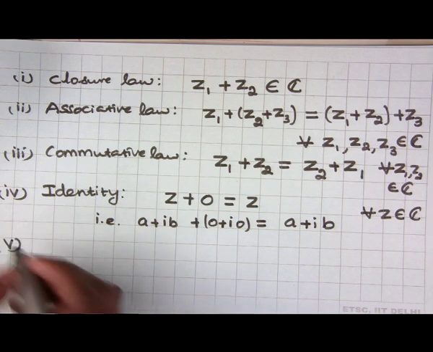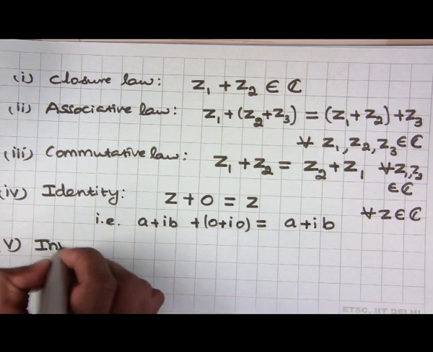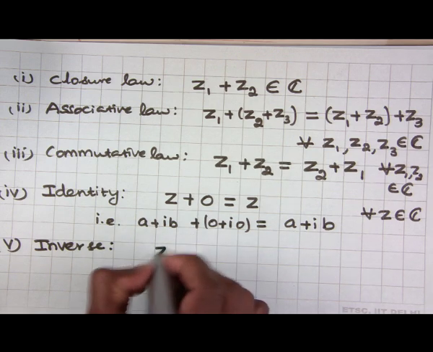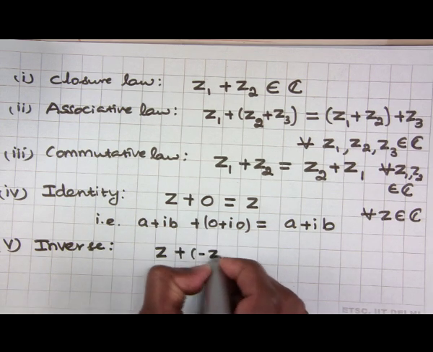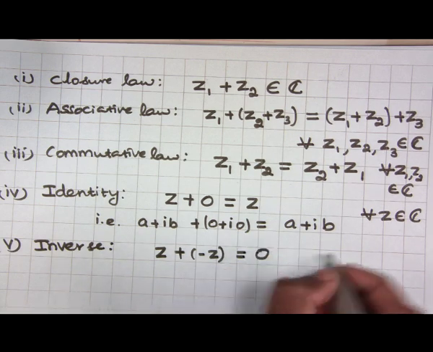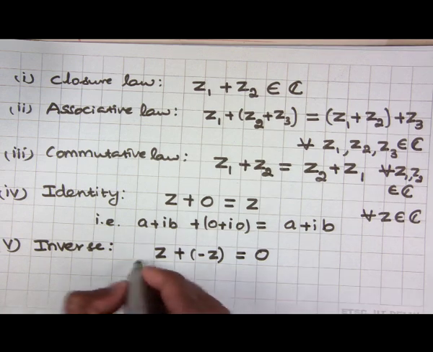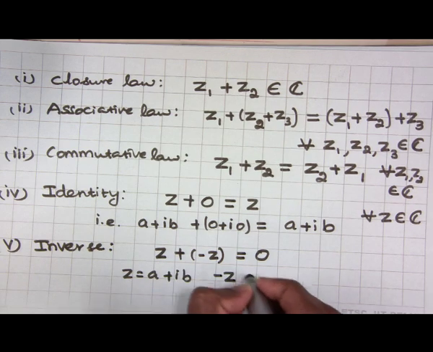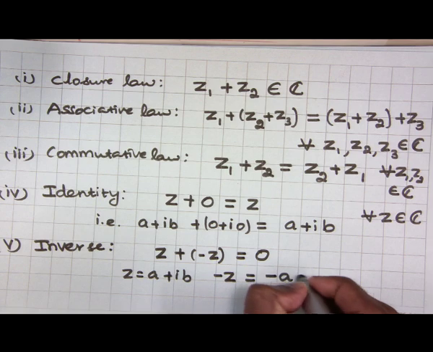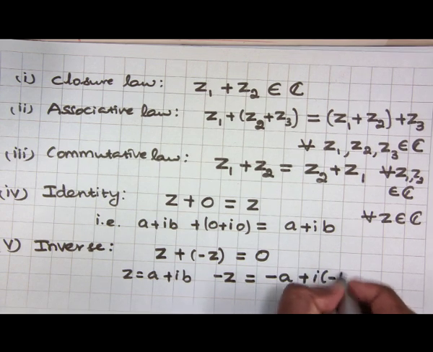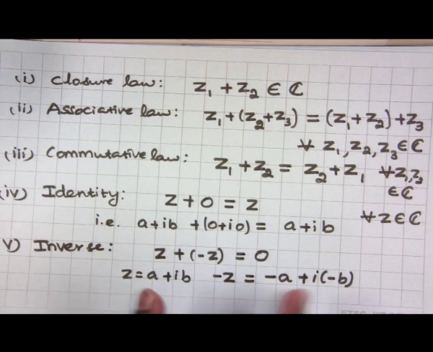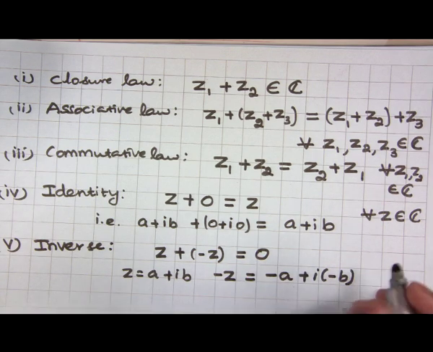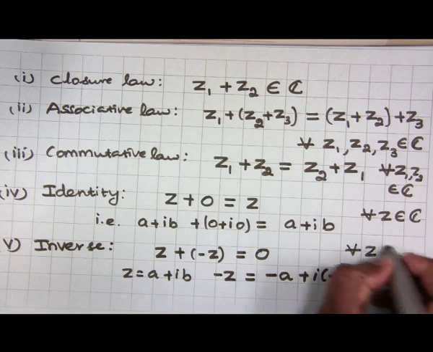And the inverse: with respect to this plus operation we get minus z as the inverse element. If z is a plus I b, then minus z denotes minus a plus I times minus b. So when we sum these two elements we get the 0 element, that is the identity, for every z in the complex numbers.